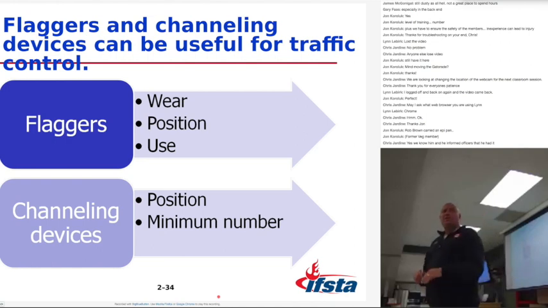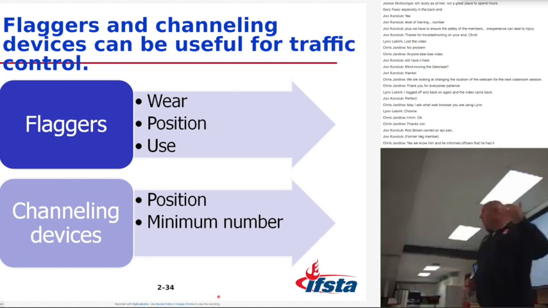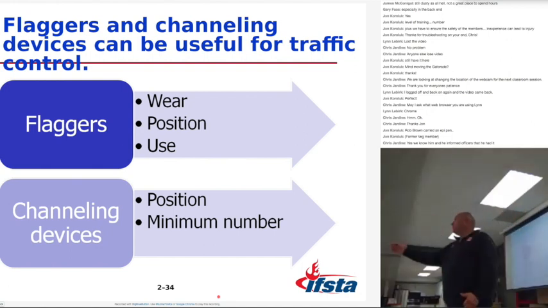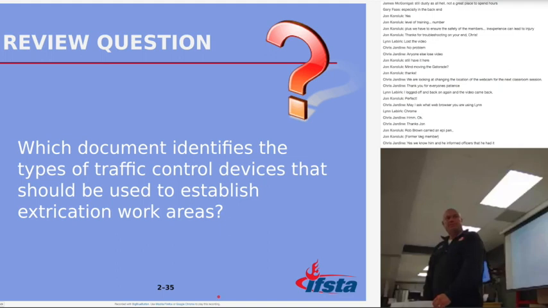Okay, we talked about channeling devices, position, minimum number. Again, if you want to channel somebody from a lane, it should go from the shoulder into the next lane. It should cover the entire lane. If you give people a full lane, people think I've got a full lane. For the safety of everybody, take a bit of their lane away and make them slow down. Okay, next slide. And the next one.